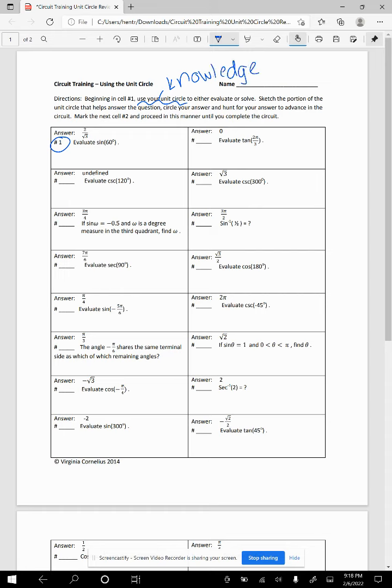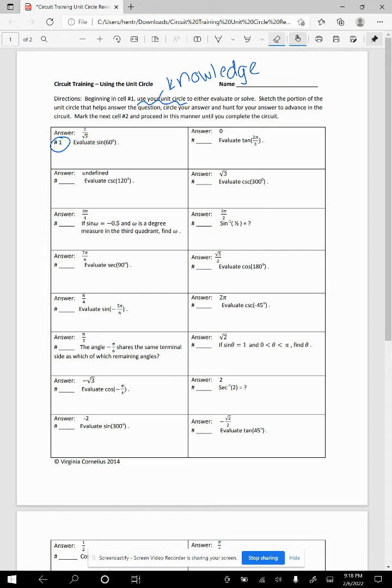Sketch the portion of the unit circle that helps answer the question. See, they don't want you to just look. They want you to use your knowledge and sketch that helps you answer the question. Circle your answer and hunt for your answer to advance in the circuit. Mark the next cell number 2 and proceed in this manner until you complete the circuit. Okay, so number 1 here. To be clear, this answer right here is not the answer to this question. That is the answer to the final question. It should get you back to where you started.